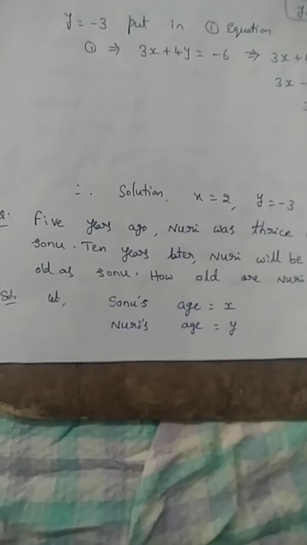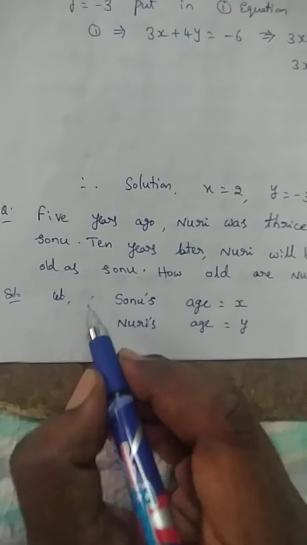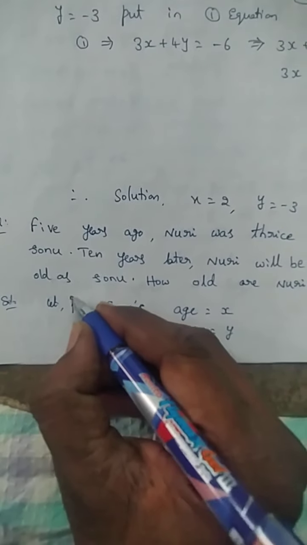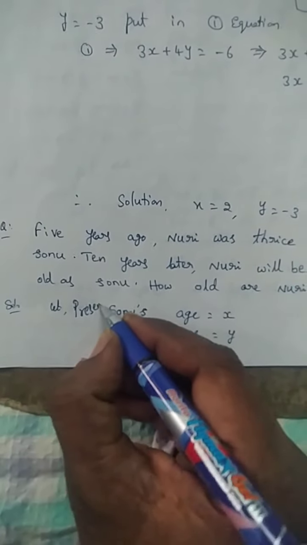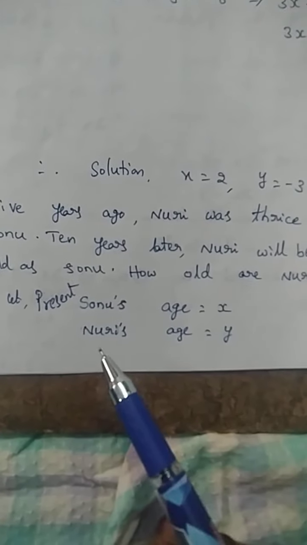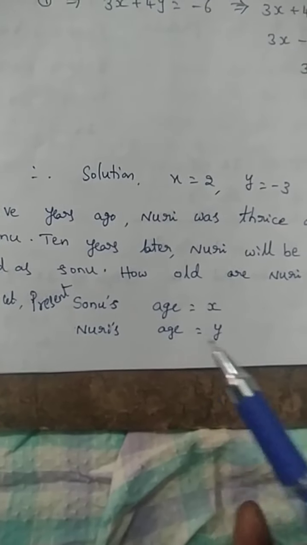Now we can assume, let Sonu's present age be x, and Noori's age be y. Sonu's age is x, Noori's age is y.